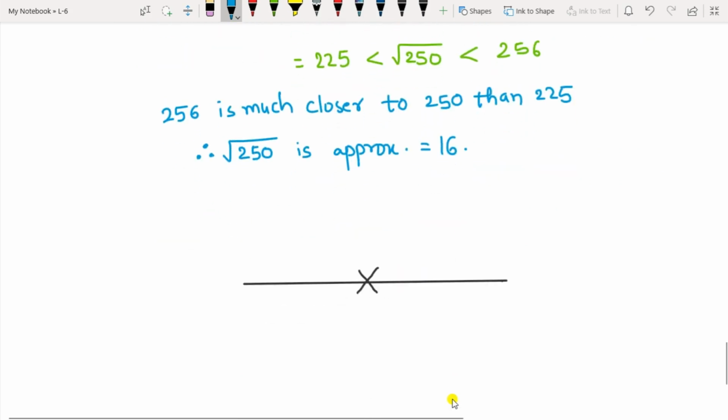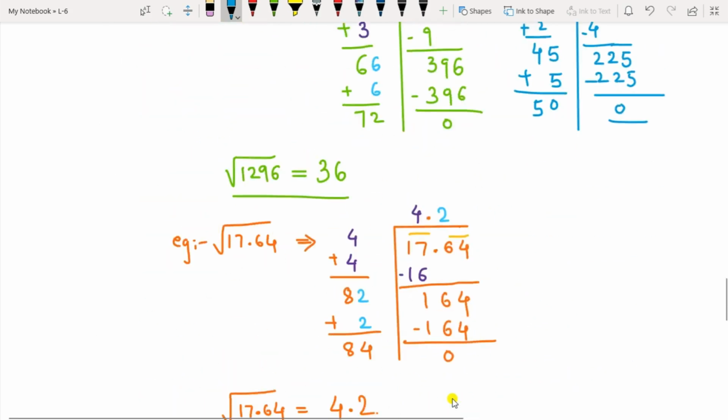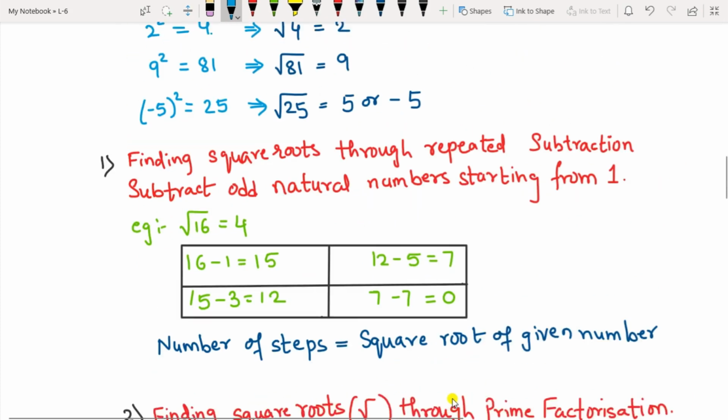So, okay, this was all about the introduction of Lesson 6, Square and Square Root, Part 2.